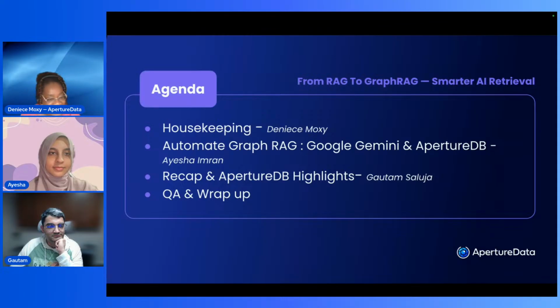On the other side, we have Gautam Saluja, a senior software engineer from Aperture Data. He's one of the chefs behind some of the cool technologies that we're cooking up just for you. Most recently, he has worked on a series of ready to use out of the box workflows that simplify data management tasks for your AI and agentic solutions. So, with that, we're going to get started and I'll pass it on to Ayesha.